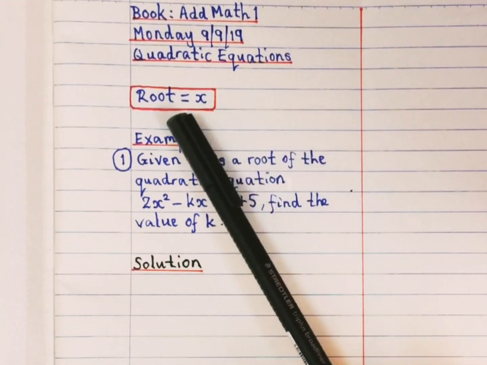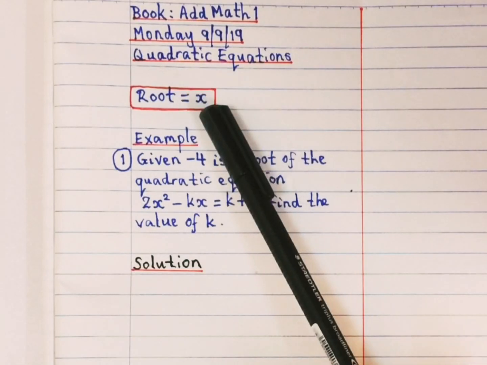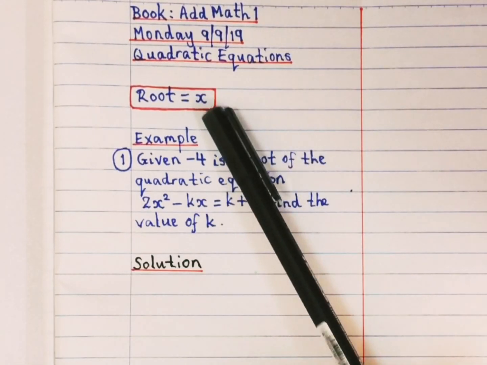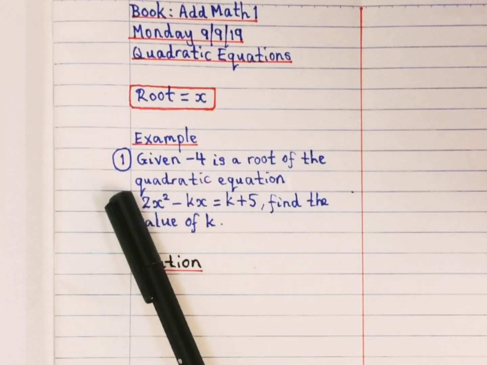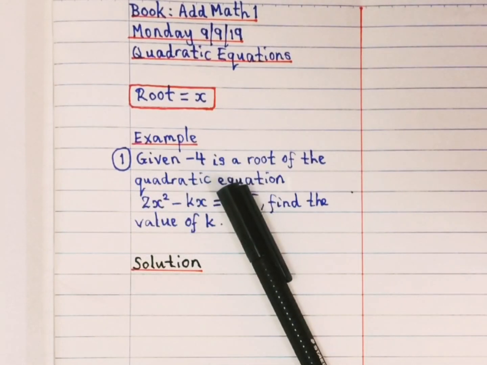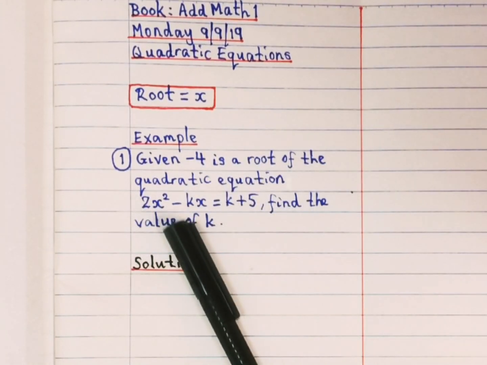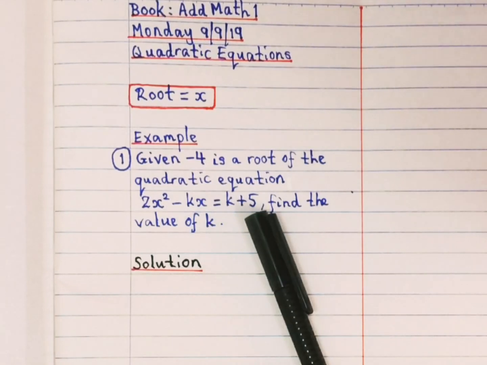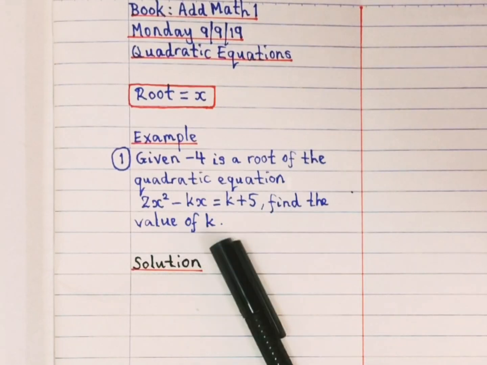First, you have to understand that the root of an equation will be represented by the letter x. Looking at example number 1, given that negative 4 is a root of the quadratic equation 2x squared minus kx equals k plus 5, you have to find the value of k.